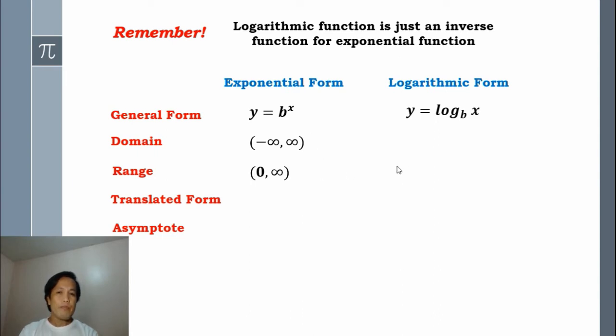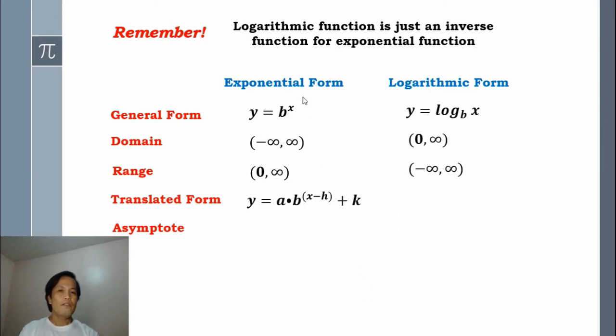When we say inverse, the domain and range of the function shall be reversed, meaning the domain of the exponential becomes the range of the logarithmic, and the range of the exponential becomes the domain of the logarithmic. So the domain of the logarithmic function becomes from 0 to positive infinity, and the range of the logarithmic function shall be negative infinity to positive infinity. Of course, if they are inverses, the domain and range shall also be reversed.